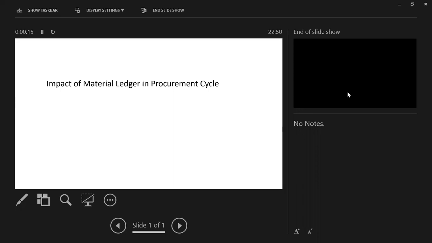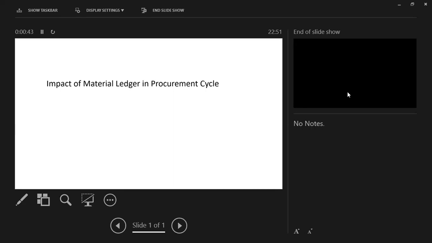In this blog, I'm going to explain the impact of material ledger in our procurement cycle. In fact, this question was asked in a recent interview. So, what is the impact of material ledger in procurement cycle? As you know, in S4 HANA, material ledger is mandatory, and before posting any transaction related to logistics, material ledger activation and its configuration is mandatory.